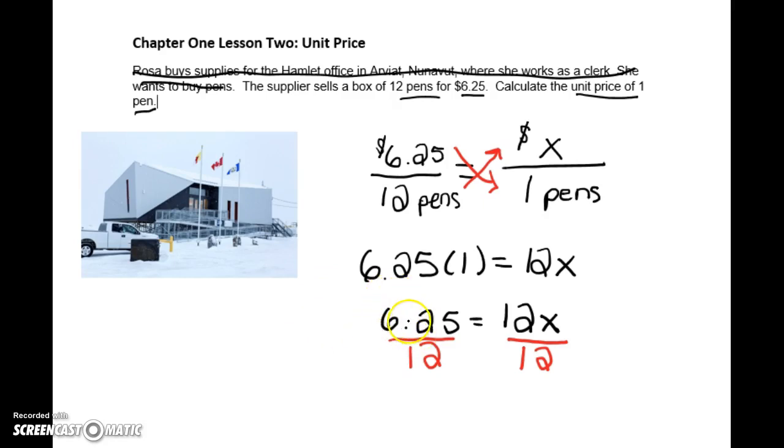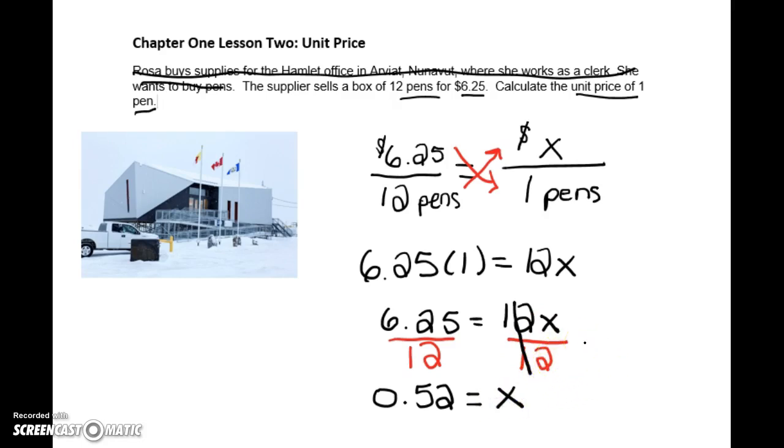So when you put this into your calculator, 6.25 divided by 12 will give you 0.52. I like to go to 2 decimals for that. And that's equal to 12 divided by 12, which is just 1, so we have 1x, or just x.